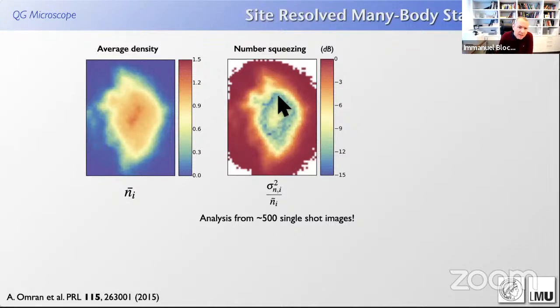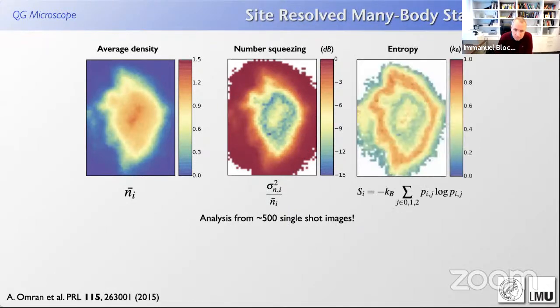And you can actually see here very nicely in this picture that in this region, in this blue part, you have quite low number fluctuations. But in the surrounding, in the boundary of the system, this is where all the fluctuations of the system are actually stored. And then you can actually also do things which are even cooler.